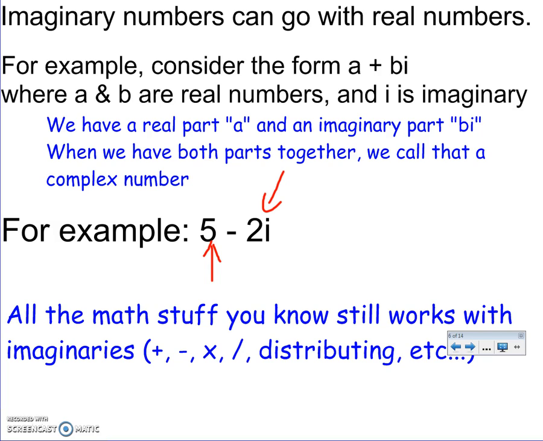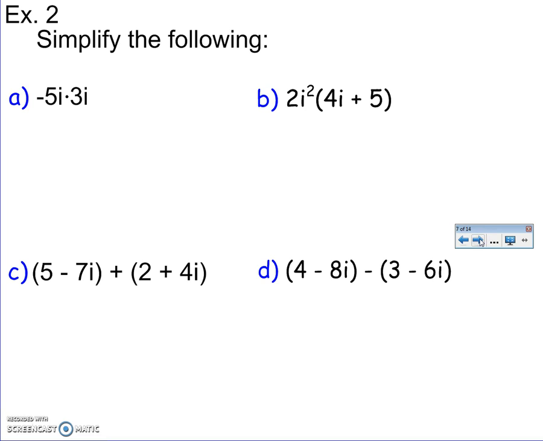All right, and then all the math stuff you know still works with imaginaries. So you can still add, subtract, multiply, divide, distribute, stuff like that. So simplify the following. A says -5i times 3i. Number times number, letter times letter. -5 times 3 is -15. i times i is i squared.